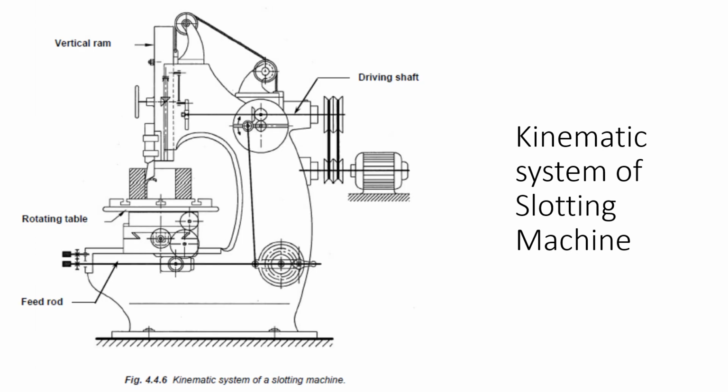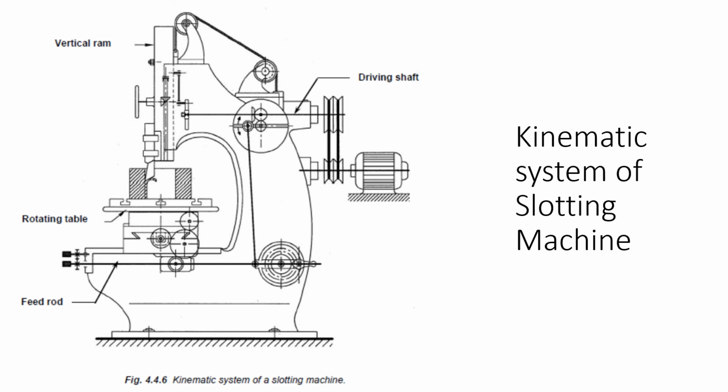Now the next topic is the kinematic system of a slotting machine. Here the vertical slide holding the cutting tool is reciprocated by a crank and connecting rod mechanism. So here the quick return effect is absent. The job to be machined is mounted directly or in a vise on the work table.